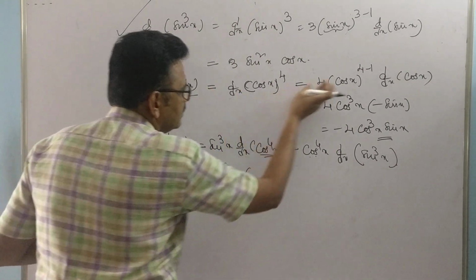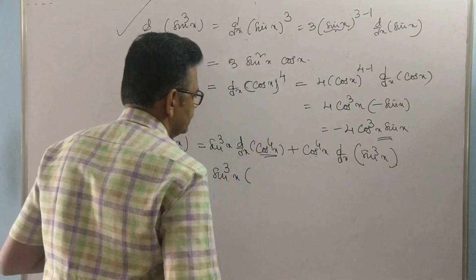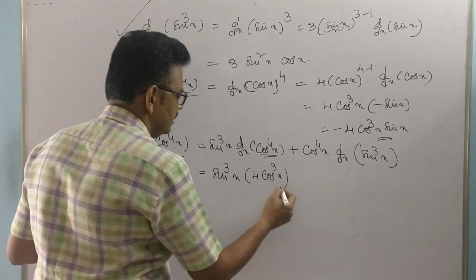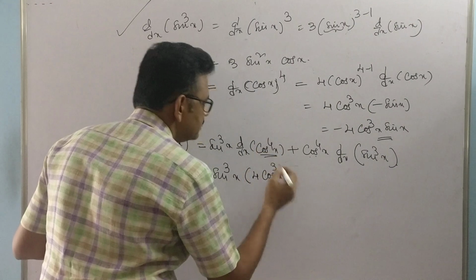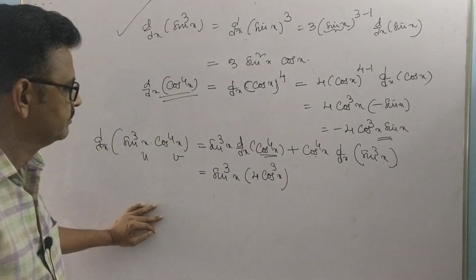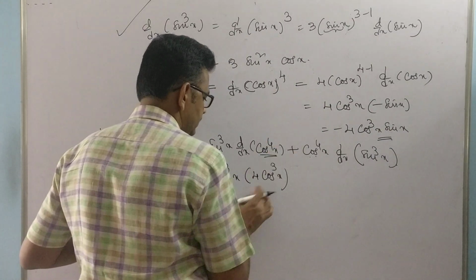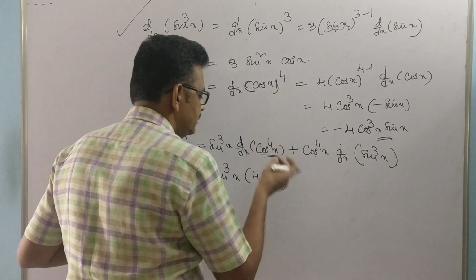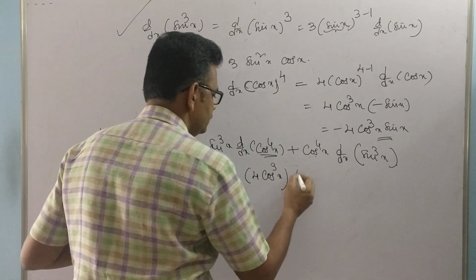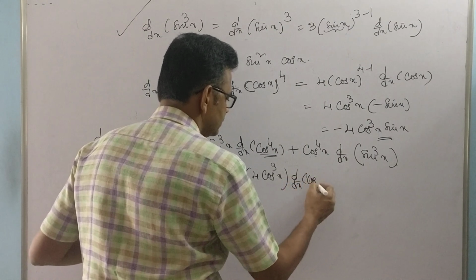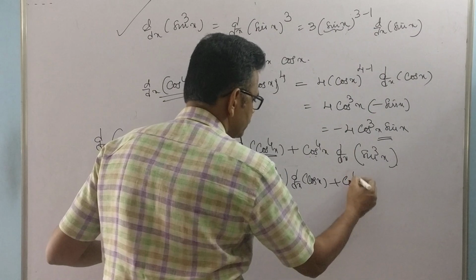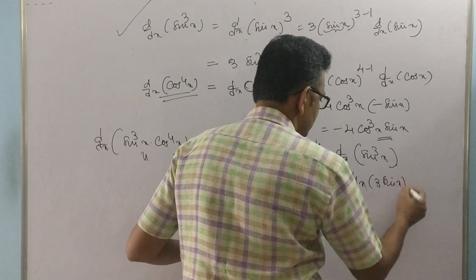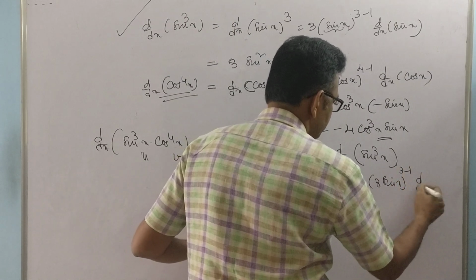So don't write all these things. Simply you can write in one step: x to the power of n into x power n minus 1 into derivative of cos x, which is minus sin x. You can write it directly. Here it is not x, we treat cos x as x, into derivative d by dx of cos x, plus cos power 4x into, this is x to the power of n into x power n minus 1 into derivative of sin x.